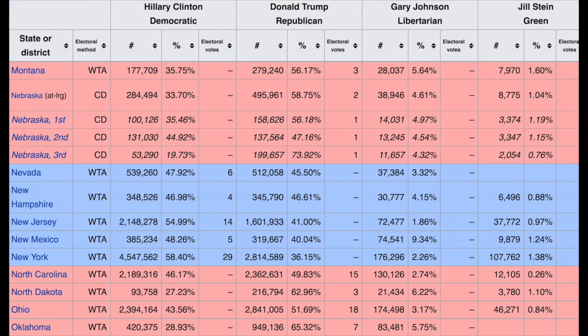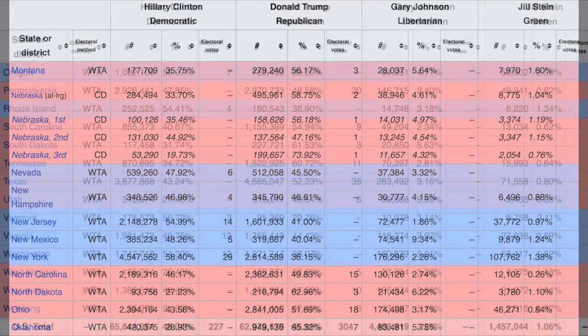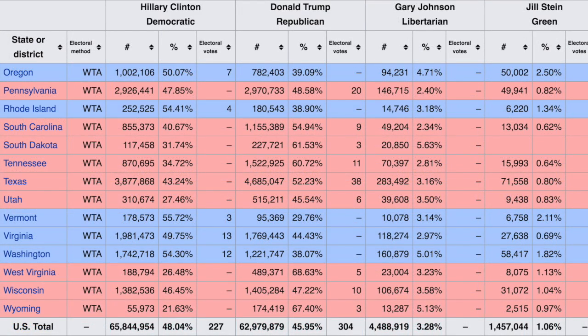It would take too much time to read all of the states' numbers out loud here, so if you do want to read them, just pause the video at this point. If all of the states cast their electoral votes proportionately instead of winner-take-all, third-party candidates would have received 5 electoral votes, 3 in California, 1 in Utah, and 1 in Texas.